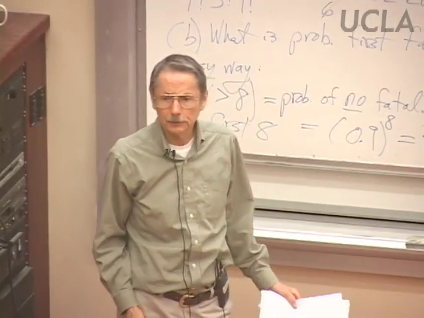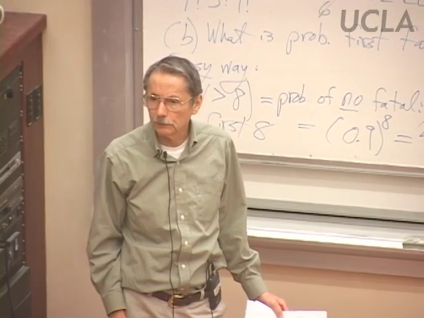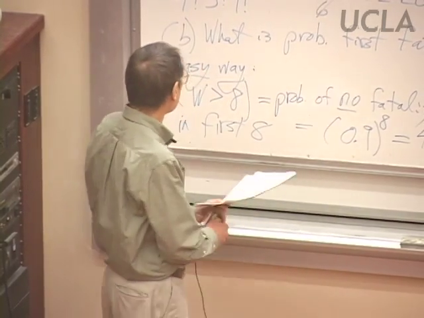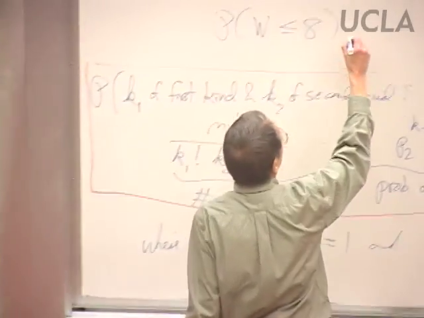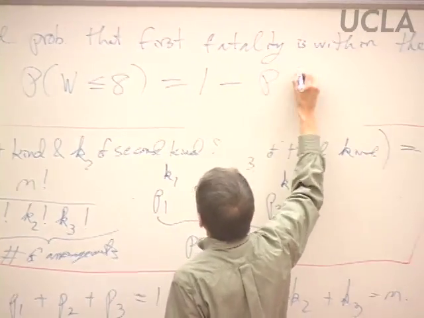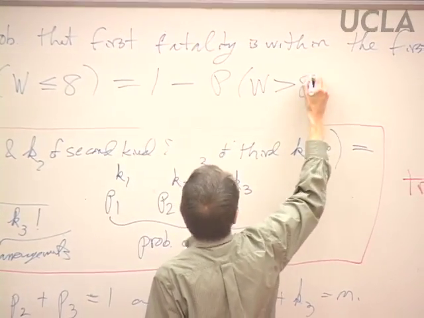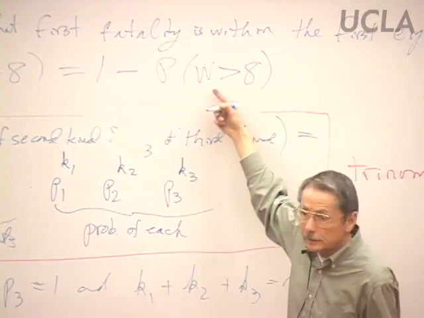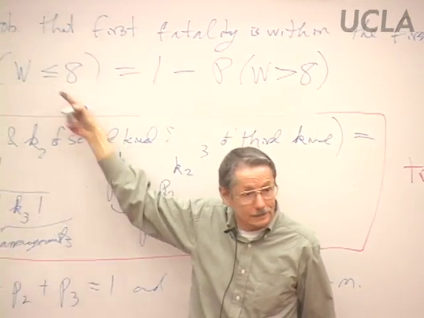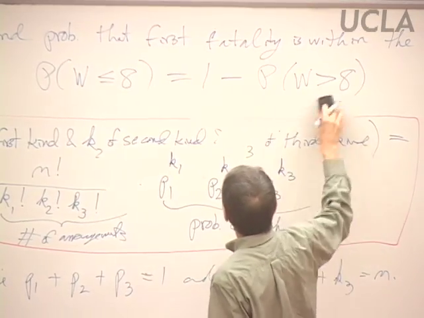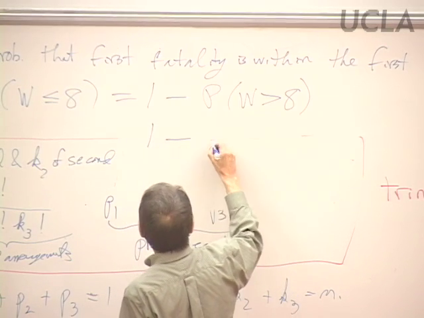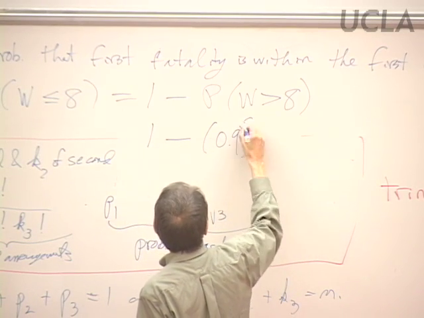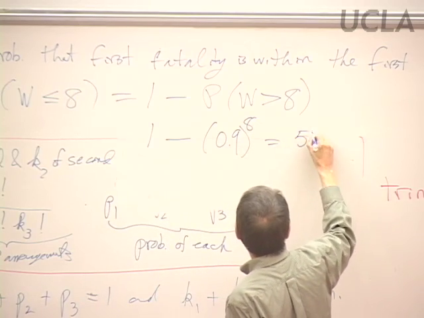Well, so we could work that out by adding the probability that W is 1 or 2 or 3 or 4 or 5 or 6 or 7 or 8 and adding them up. Or we could take the shortcut. This is the complement of saying that W is more than 8. It's the complement of saying this inequality doesn't hold. And we just did that. It's 1 minus 0.9 to the 8, so that must be like 57%.